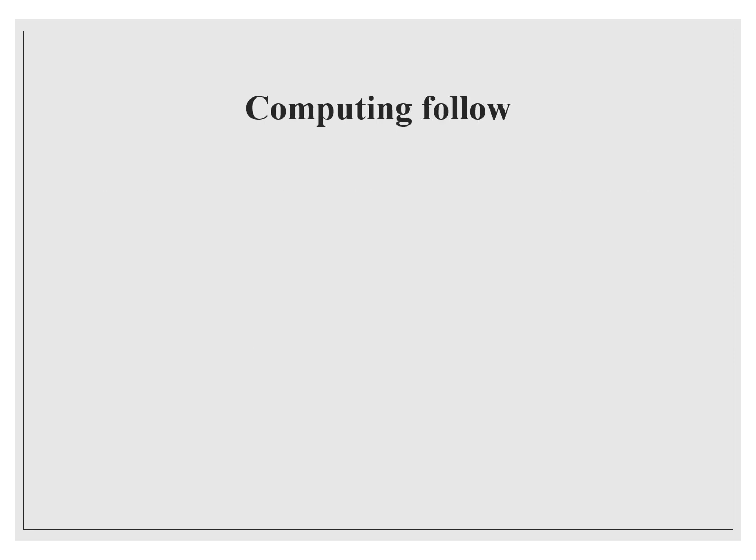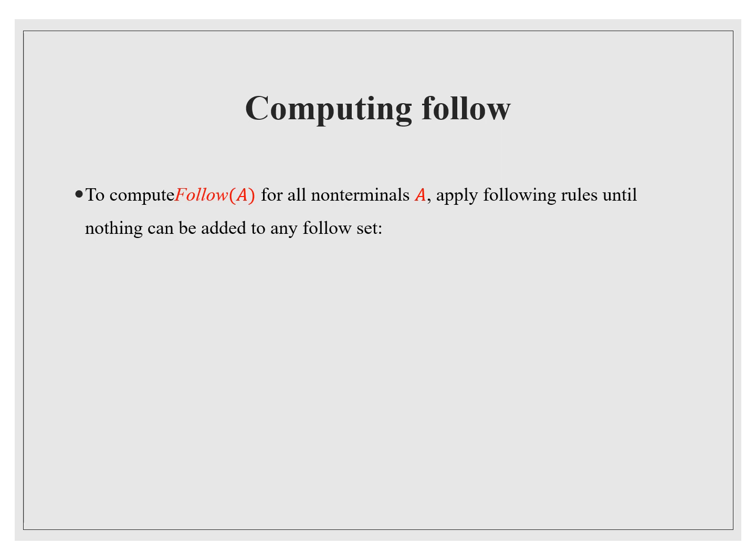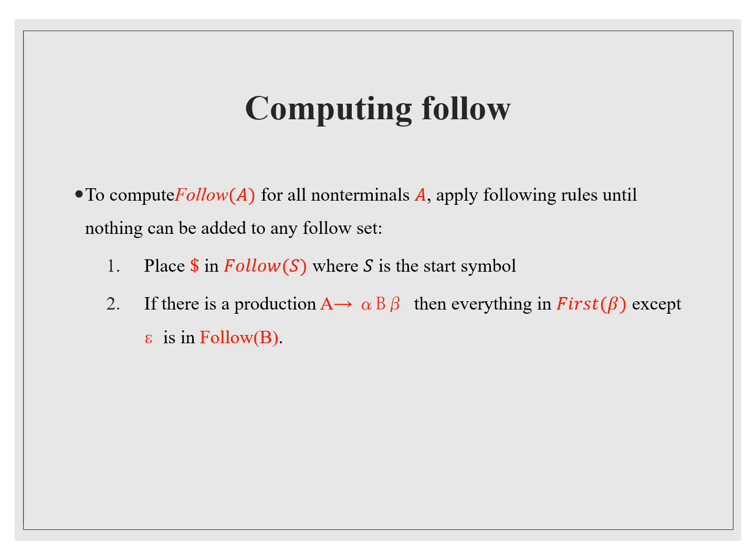How to compute FOLLOW? To compute FOLLOW of A for all non-terminals A, apply the following rules until nothing can be added to any FOLLOW set. Rule number 1 says that we have to place dollar in FOLLOW of S if S is the start symbol. And rule number 2: if there is a production of the form A derives alpha B beta, then everything in FIRST of beta except epsilon is in FOLLOW of B.